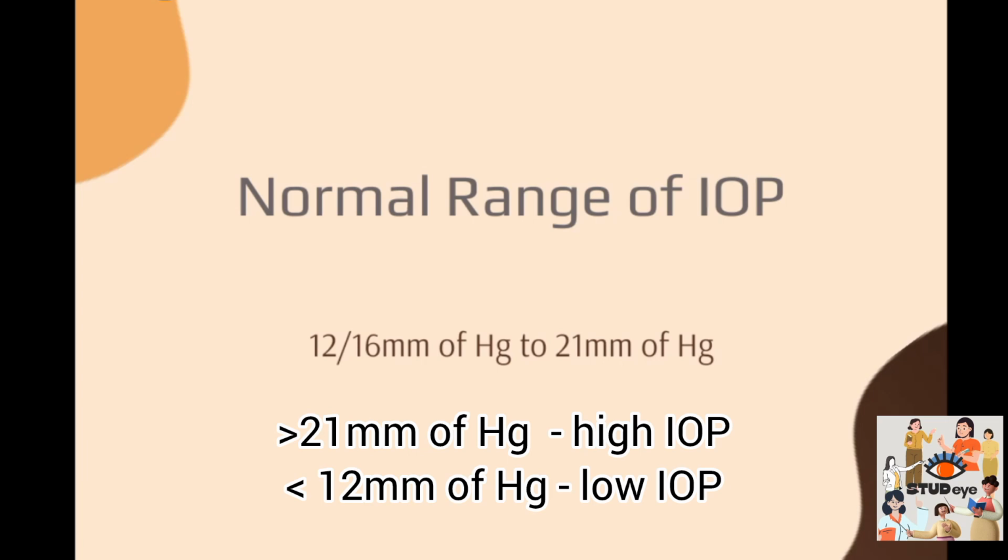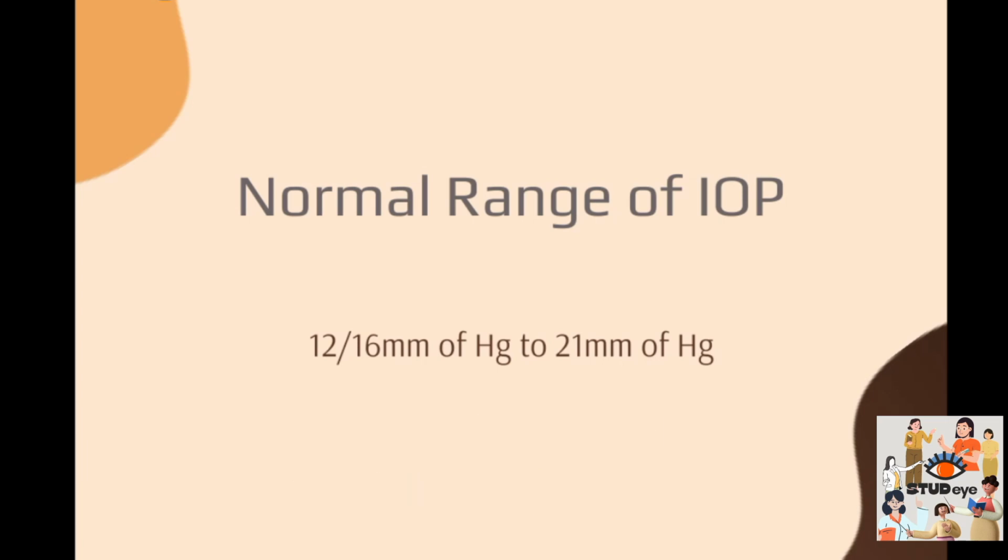So what is that range? In some cases it is considered to start from 12 millimeter of mercury, or 16 millimeter. In some reference books it is 12 to 21 millimeter of mercury, the normal range of IOP, and in some cases it is 16 to 21 millimeter of mercury. So this is the normal range of the IOP.